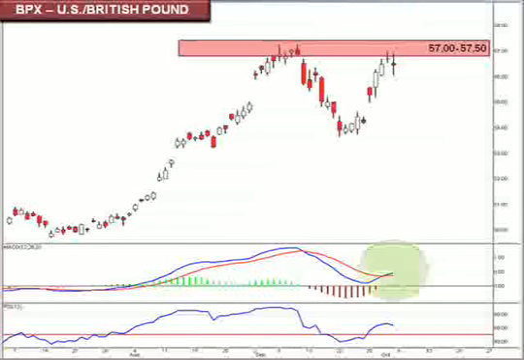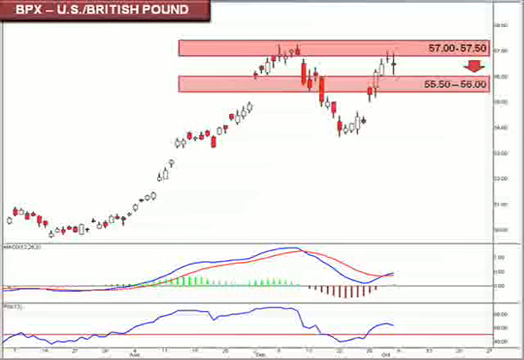We can see that our MACD has just crossed, suggesting the start of a possibly longer-term trend to the upside. Our RSI is sort of tapering off a little bit. However, we are above that 50% line, representing strength in this current trend to the upside.